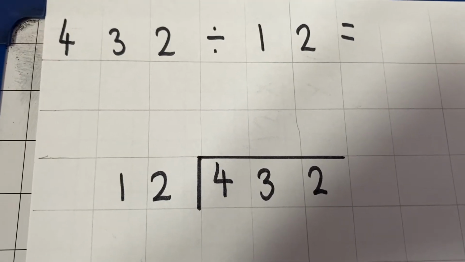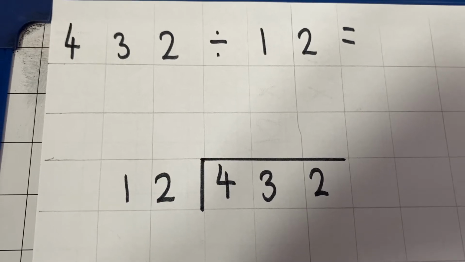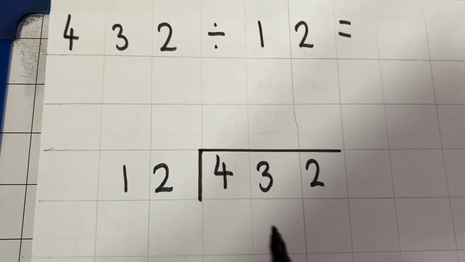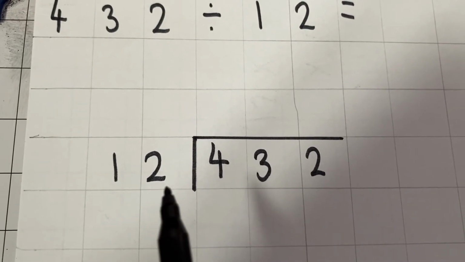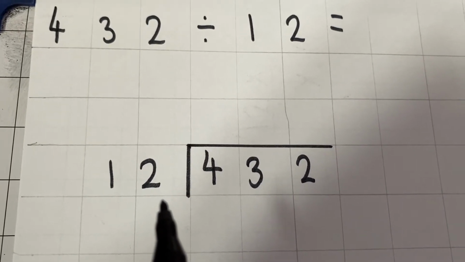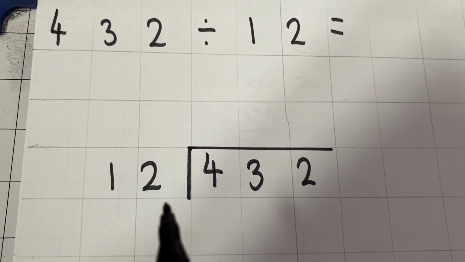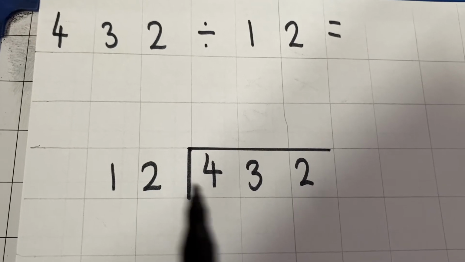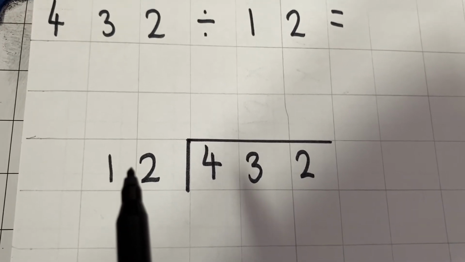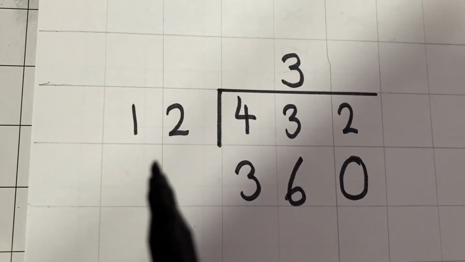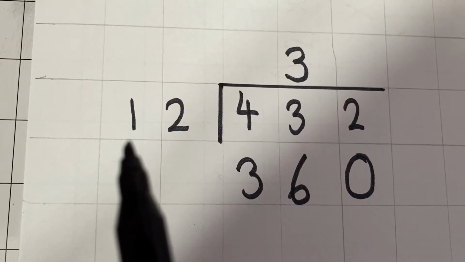Children begin by setting out long division in the same way as they would short division. For example, here we have 432 divided by 12. It's really important that children begin to use the expanded method of long division first and relate it to their multiples and understand how this can support them with their understanding. For example, here it would be useful for children to write out their multiples of 12 in order to support them work this out. We know that 3 multiples of 12 is 36.